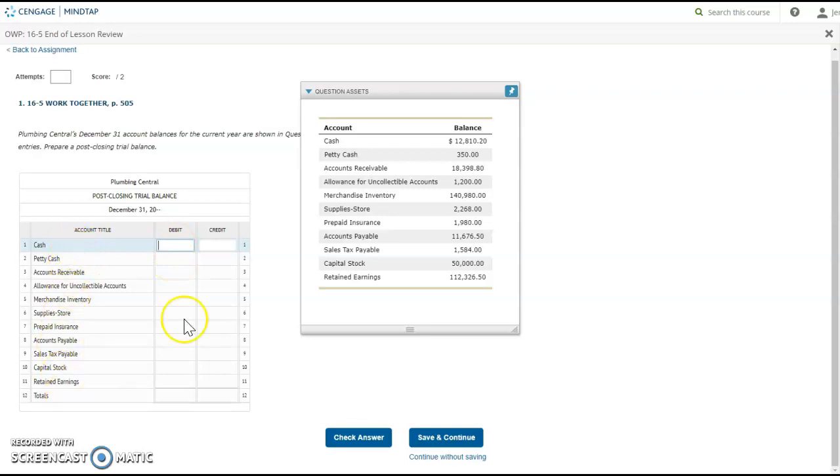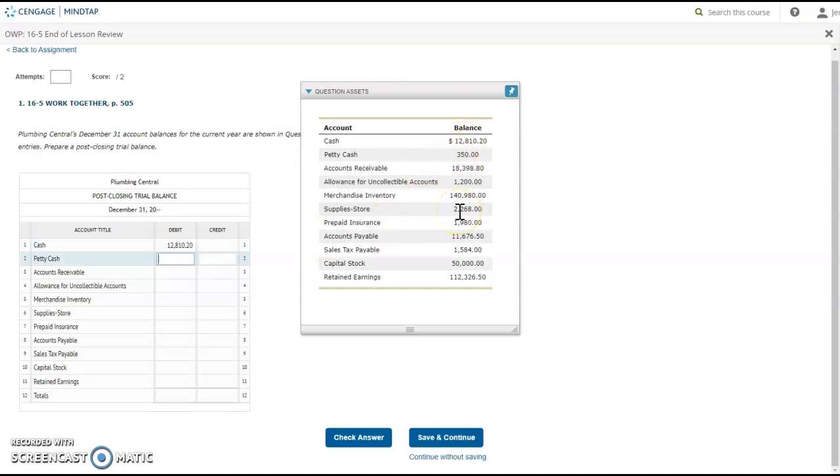The accounts are already listed. Remember, we're going to list any account that has a balance in our post-closing trial balance. These are going to be our permanent accounts. So you'll see that we are going to have assets, liabilities, owner's equity, or in this case, stockholders' equity accounts. I would say maybe the most difficult part to do right now is making sure that we know if we have a debit or credit, because notice they're just telling us what the balance is.